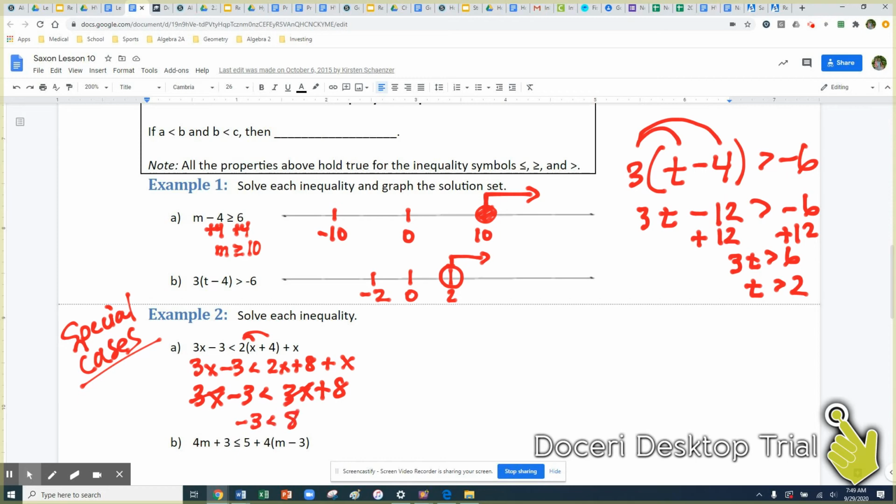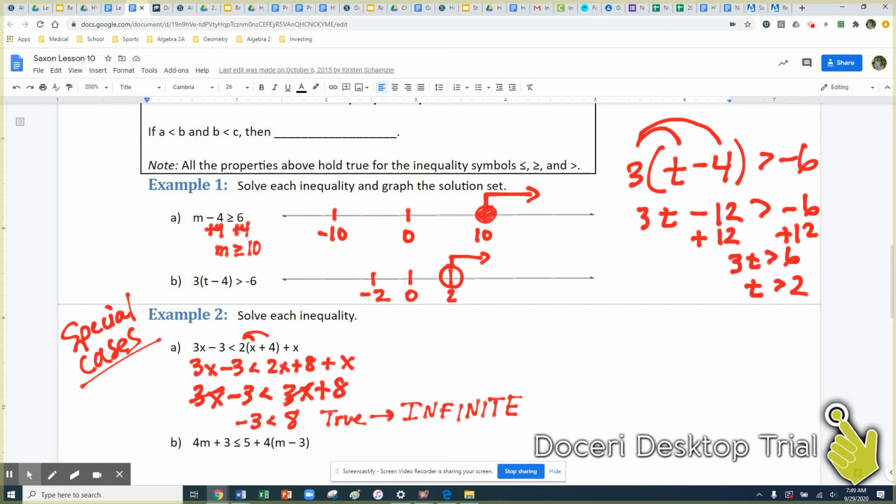And we check, is that a true statement? Yep, that is a true statement, which in turn means that this one has infinite solutions. It doesn't matter what number you put in for x, it's going to work. Your right side is always going to be 11 more than your left side. So it's always going to be true no matter what.